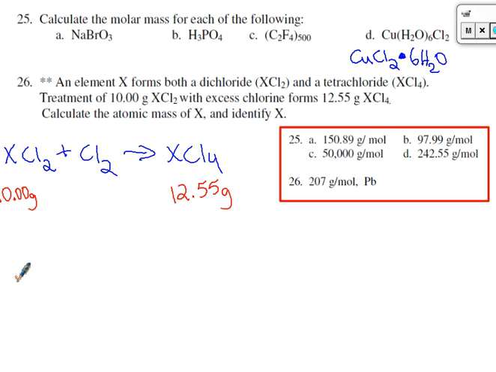If it's going from 10 to 12.55, then 2.55 grams of chlorine were added onto it. Not only that, but if we know the mass of Cl2, then we also know the mass of this Cl2. So in this compound here, we would know the mass of X and the 4 chlorines. And that could be really useful for figuring out molar masses in a little bit.